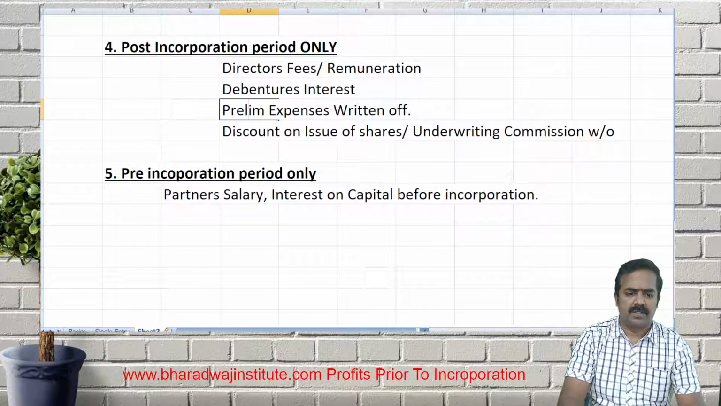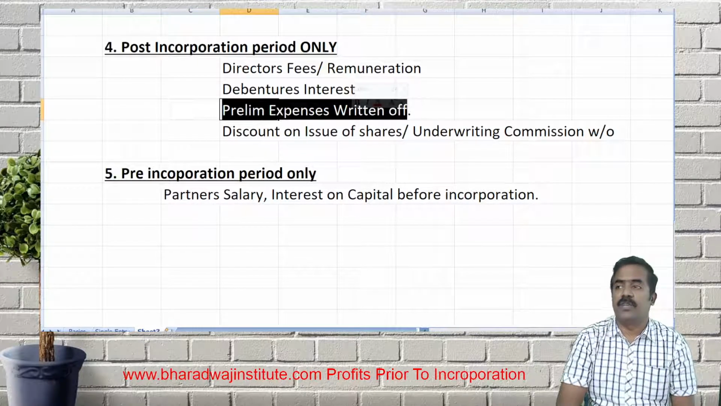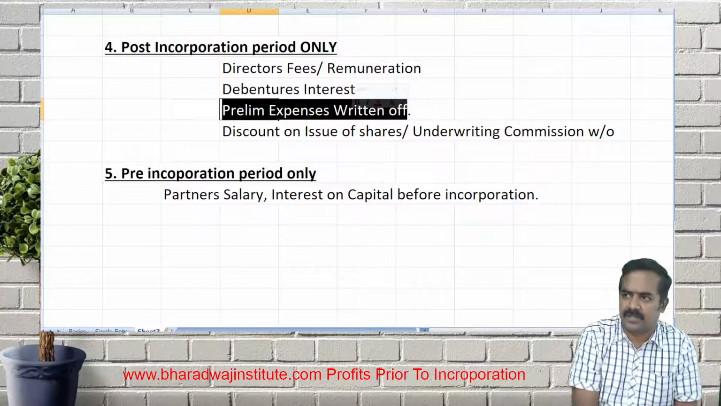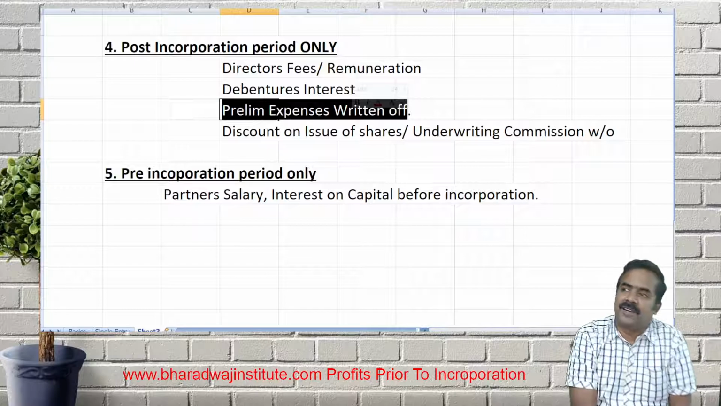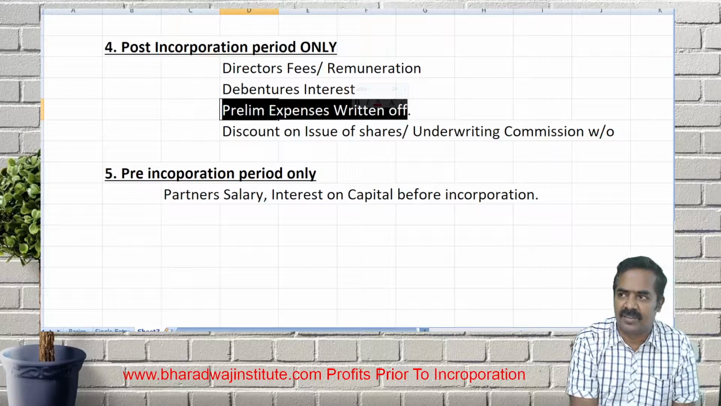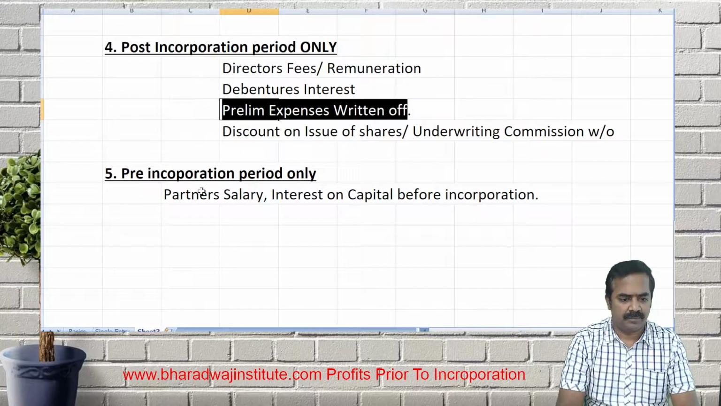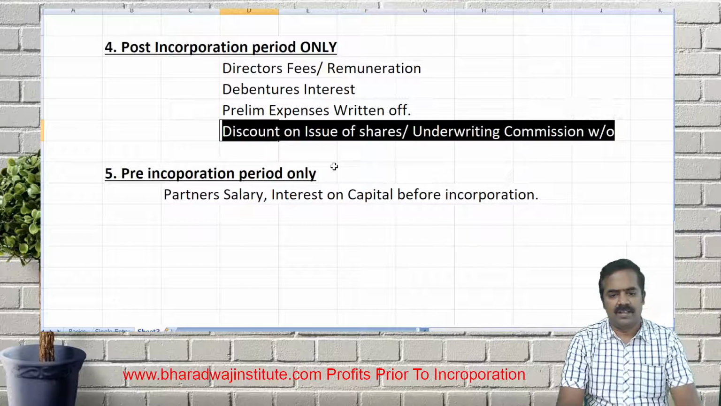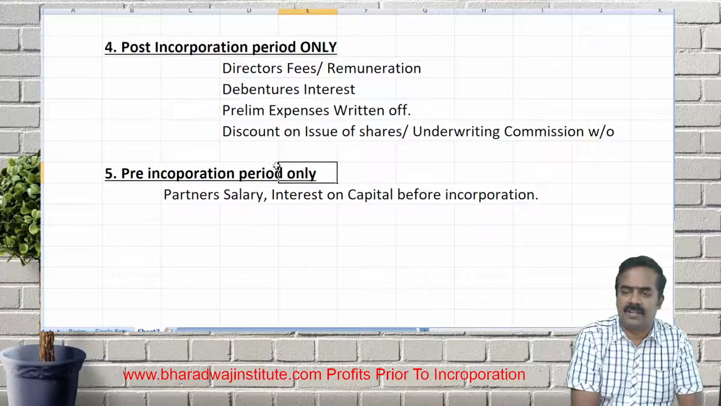Preliminary expenses: what do you mean by preliminary expenses? MOA charges, AOA charges, registration charges, incorporation charges. They are spent for what? The company. So when will you write off the expense? After the incorporation. The registration expense is capital expenditure, and it will be amortized, like building cost, plant and machinery cost.